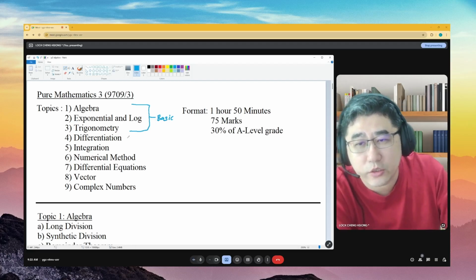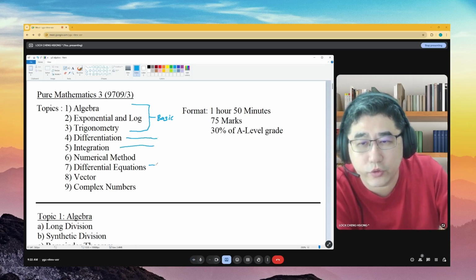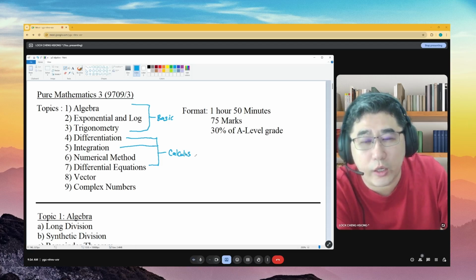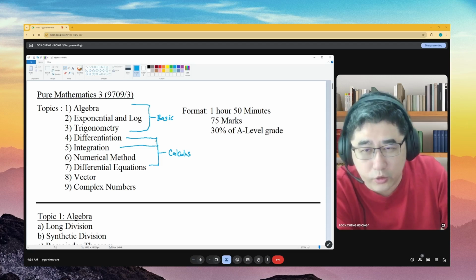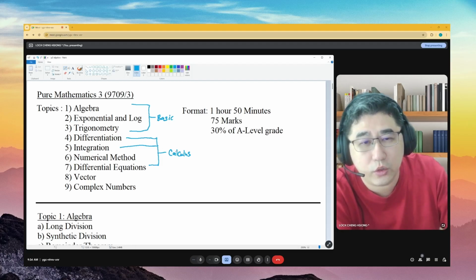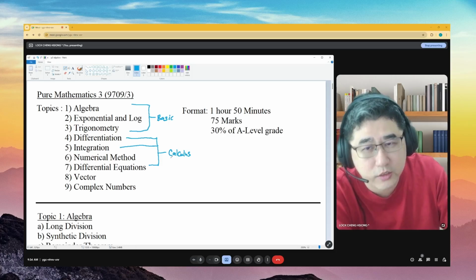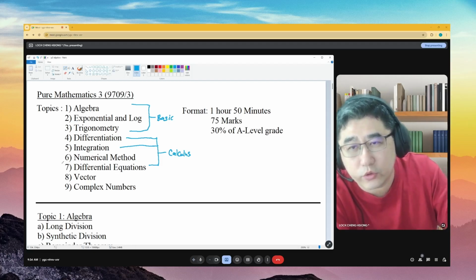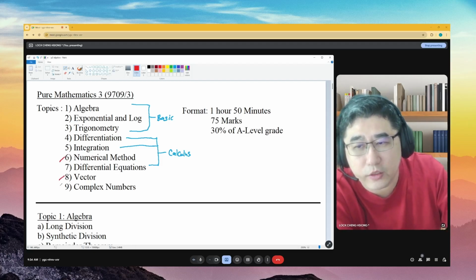Then the next section students need to look at is differentiation, integration, and differential equation. This will be the second part, which involves calculus. As you can see, in your P3 there are a lot of portions of calculus that you need to know how to do, in differentiation, integration, and all the other things, inclusive of application. If students are okay with the basic and the calculus, they should be able to get a minimum of B already.